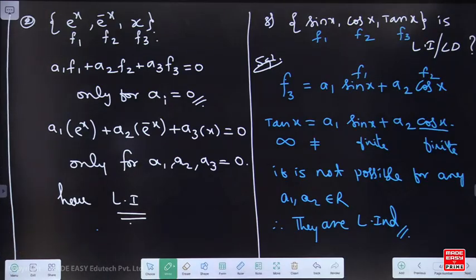Somebody is saying, yes sir, linear combination can't happen, but I took, okay, fine Bhavna, that is not a linear combination, correct. Yes, you can't take, Gaurav.